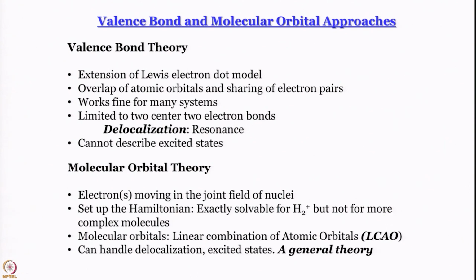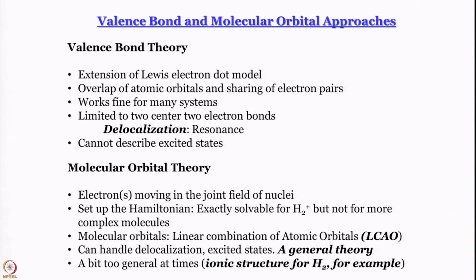The good thing about molecular orbital theory is that it is a general theory. It can handle delocalization just like that, you do not have to do anything special. It gives you excited states just like that, you do not have to do anything special. It is a general theory, that is its advantage and that is its disadvantage also.